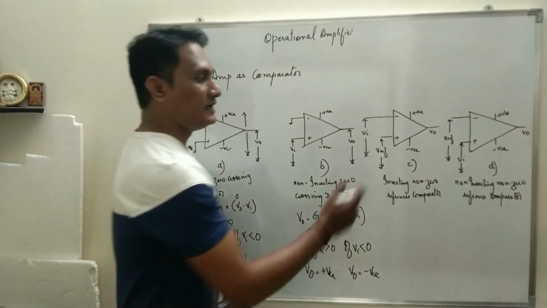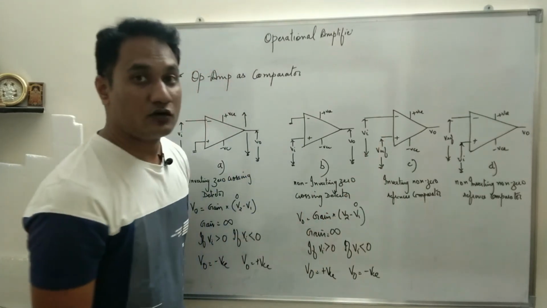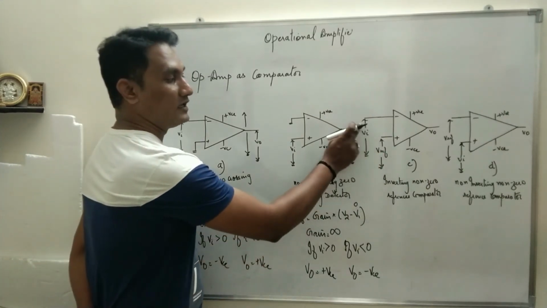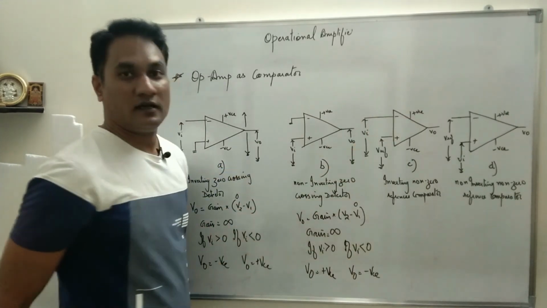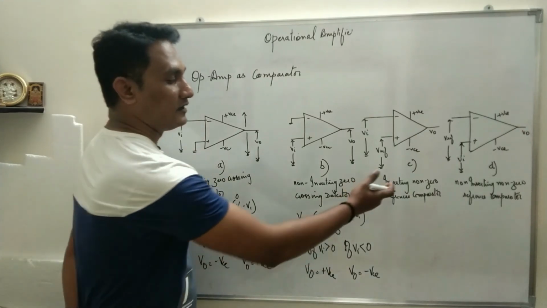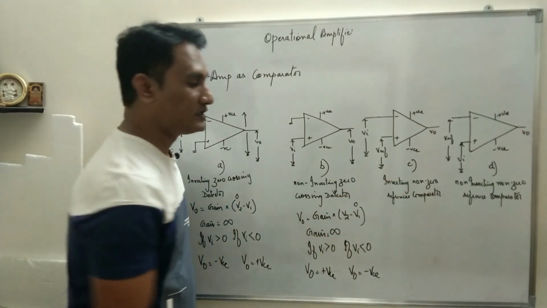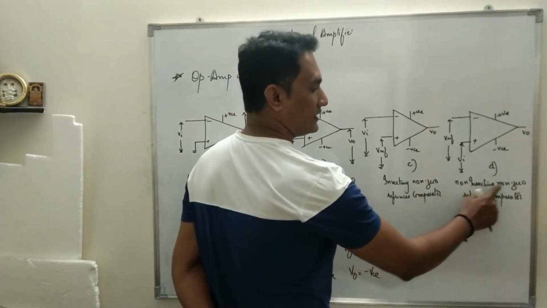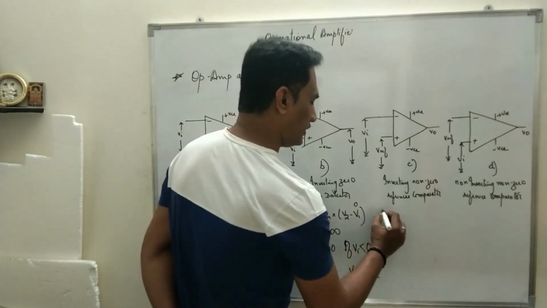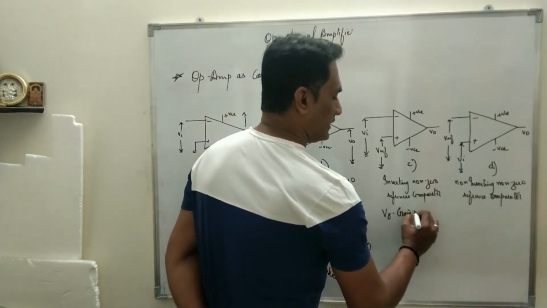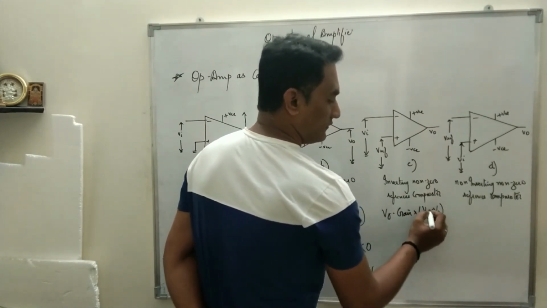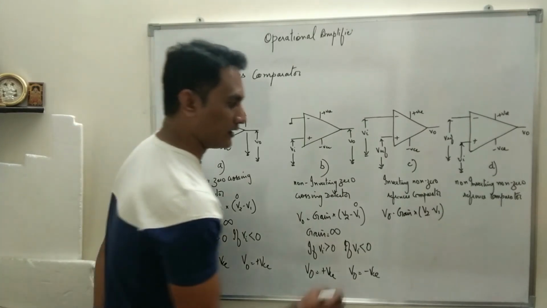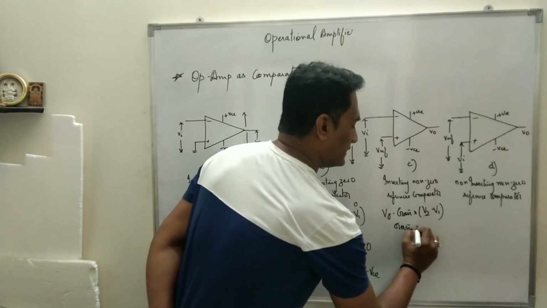Okay, in the next two circuits, instead of connecting the other terminal to ground, we have given a reference voltage. So the reference voltage will be compared with the input voltage, and these two voltages will generate the output correspondingly if it is inverting or non-inverting. So we say inverting non-zero reference comparator, and here non-inverting non-zero reference comparator. Same formula, V0 is equal to gain multiplied by V2 minus V1, where V2 is the potential applied to the non-inverting terminal, V1 is the potential applied to the inverting terminal. Okay, here also gain is infinite.